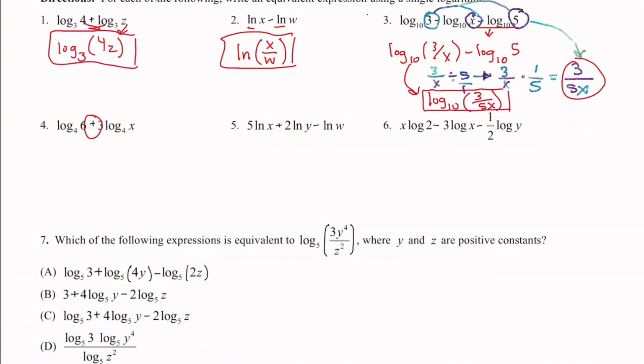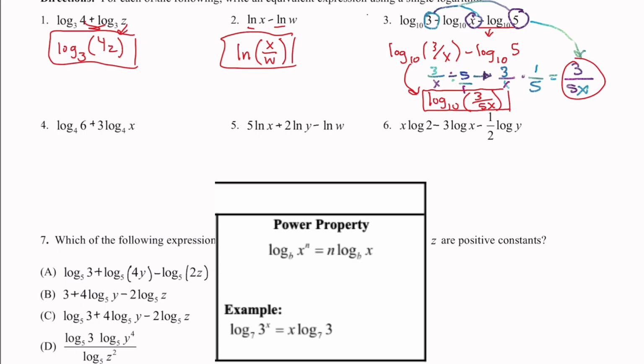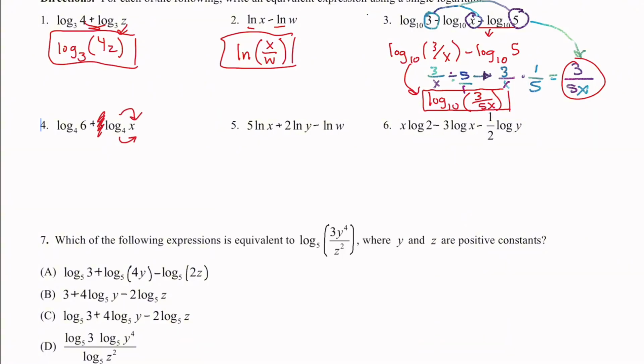So now moving on to number 4. We have addition right there. But we also see that we have a number in front of the log. We don't want that. Remember, when we are adding and subtracting these, we're only changing the number after the log. So if we have a number in front of the log, we have to do something. That would be the power property. We want to change it so that everything is after the log. Nothing should be before.